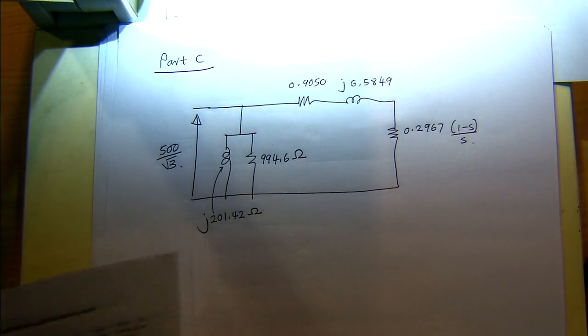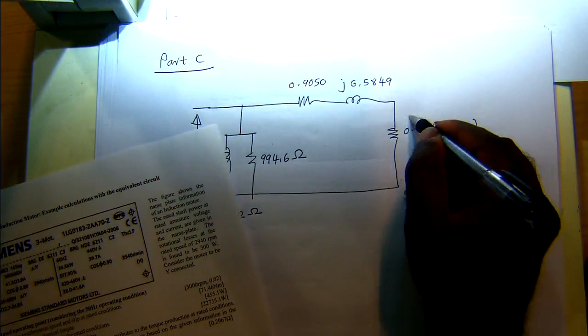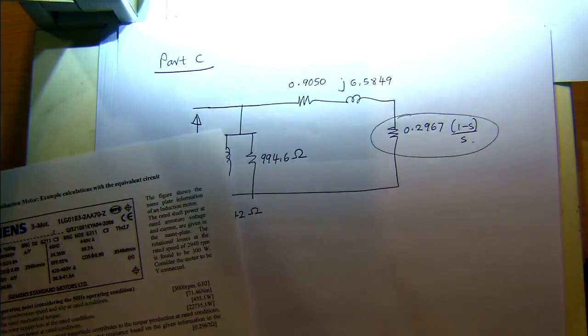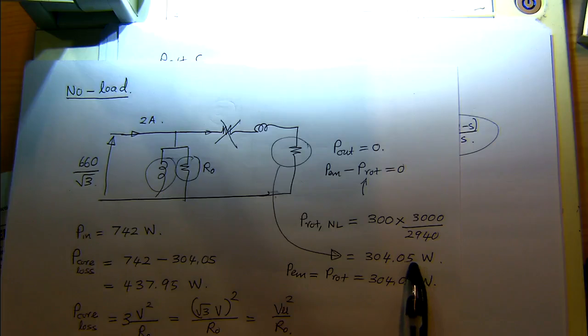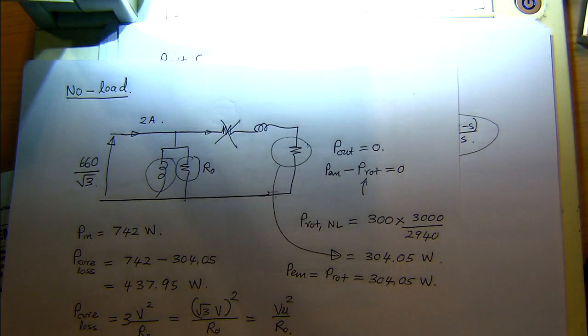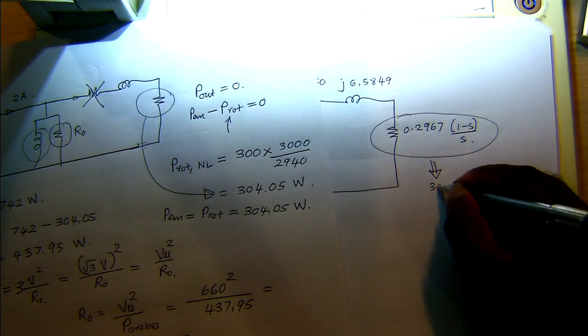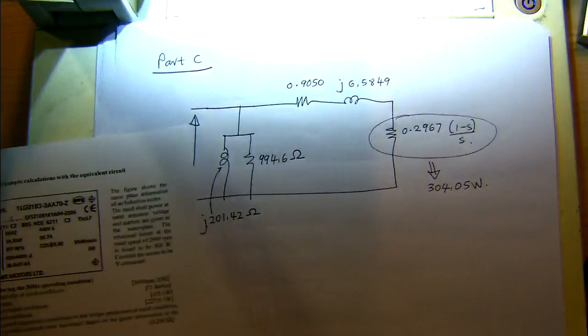Now it's running under no load. Still, our assumption remains the same. We assume it's close to the synchronous speed. So the power you need to have is the same as before. In this element, we assume we need 304.05 watt to run it close to synchronous speed. So the power consumed in this is 304.05 watt.